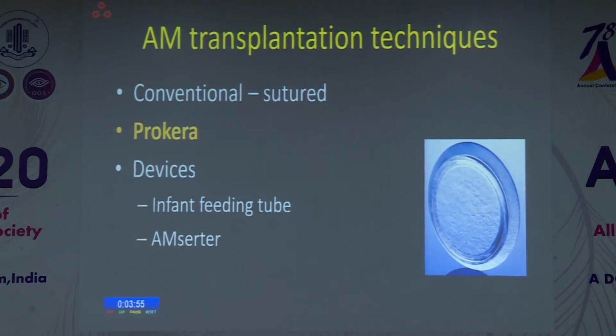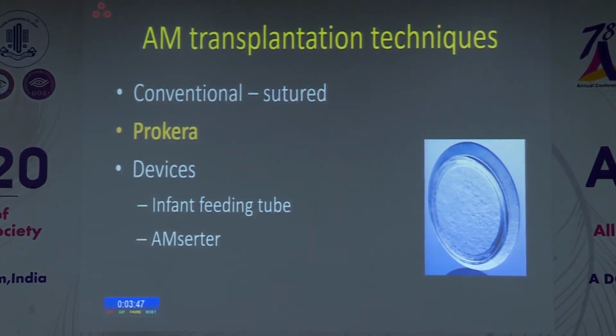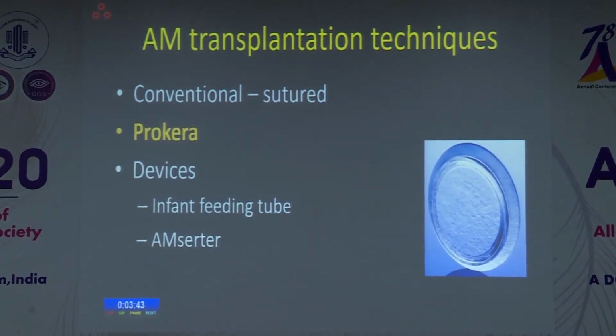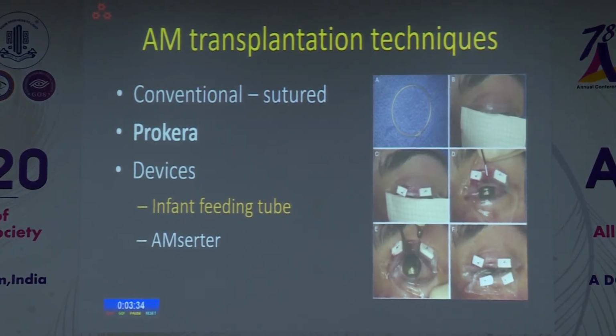There are devices like ProKera which are available in the United States, and it is basically a polycarbonate ring with a freeze-dried lyophilized amniotic membrane attached to it. The difficulty with this is that it covers only 1 to 2 millimeters beyond the limbus. Some people have used an infant feeding tube coiled on itself to tuck into the fornices to hold the amniotic membrane.